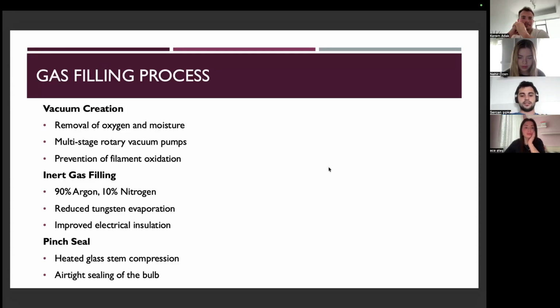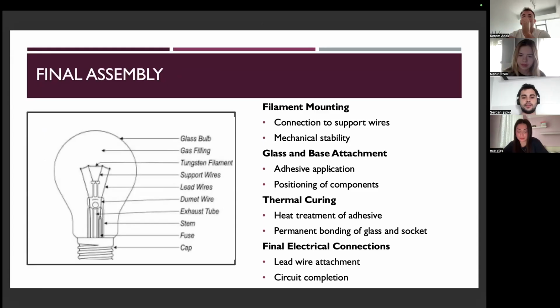Finally, we apply heat to compress the glass stem and create a completely airtight seal. Now let's look at the final assembly stage. As you can see in the diagram, this is where all the parts come together.